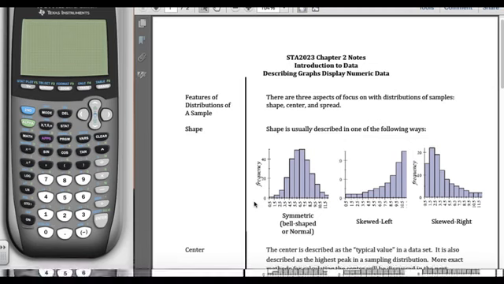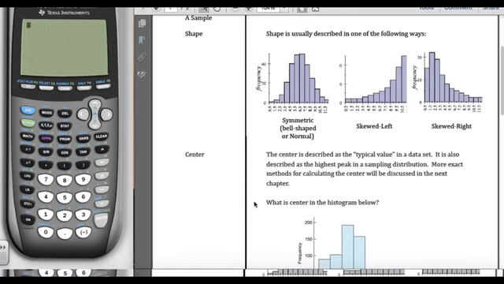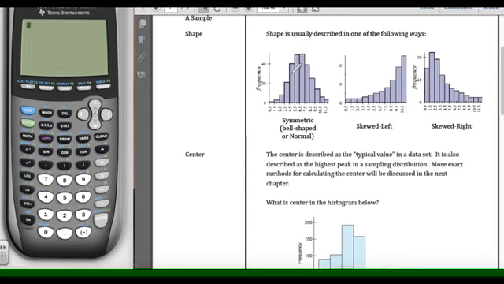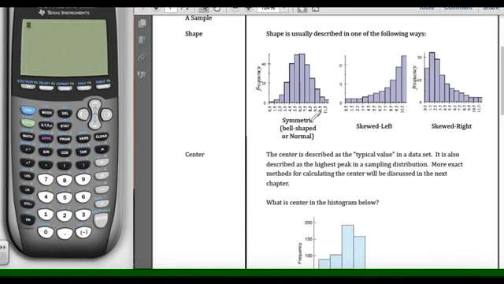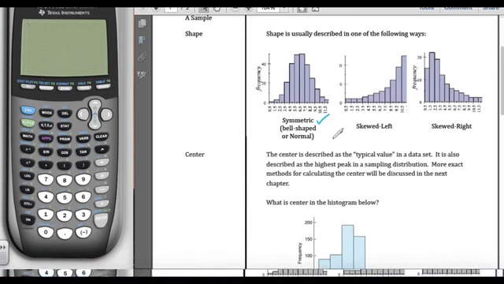For the purposes of our class, shape will be described usually in one of these three ways. Either the display is symmetric, in this case it's bell-shaped or normal, a term that we'll use more frequently later on. Note that you've got your highest peak in the middle, and it walks its way down fairly equally on the left-hand side and the right-hand side. It does the same thing on both sides, therefore we say it is symmetric.